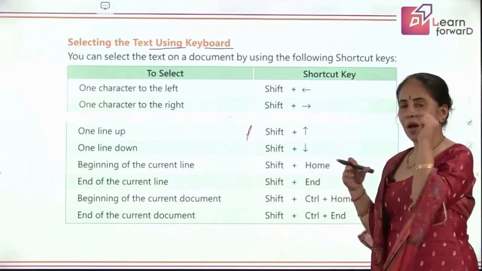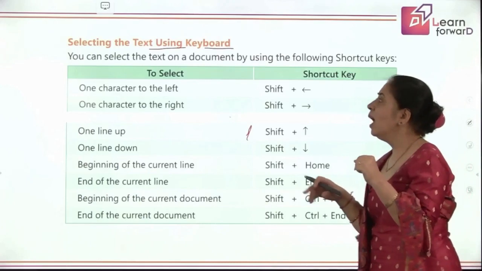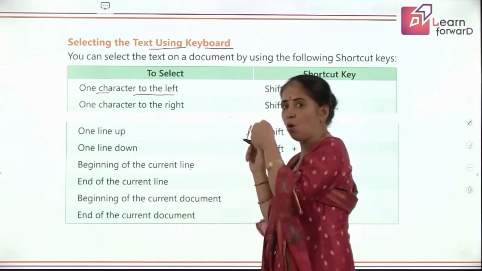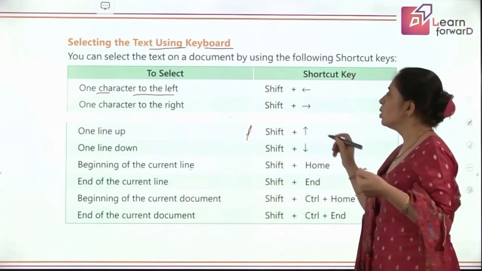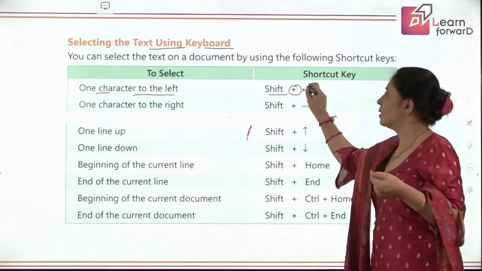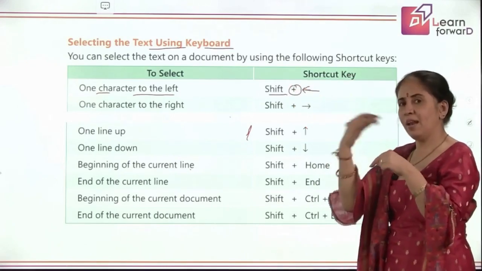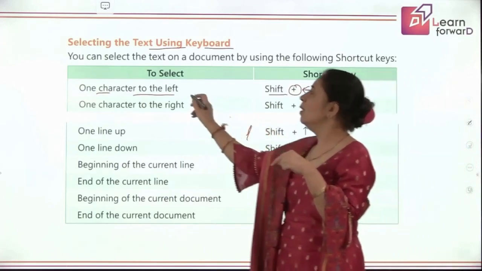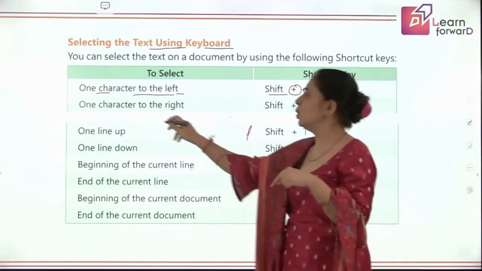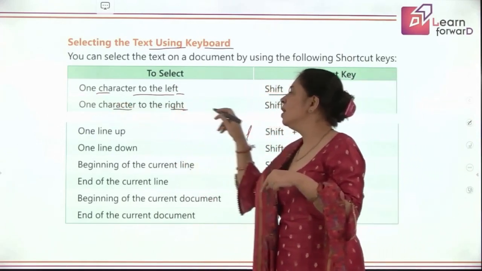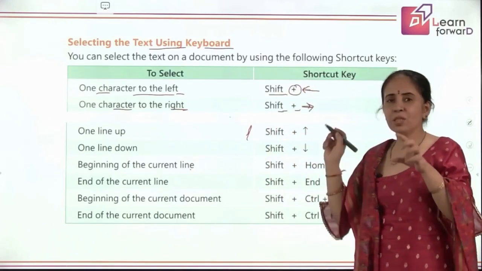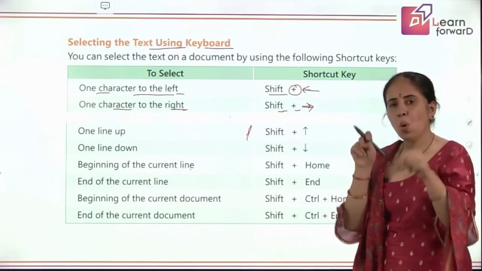First thing is you have a blinking cursor on the screen and you want to select one character to the left of that blinking cursor. Simply click on shift and click on the left arrow. Shift and left arrow is going to select one character on the left. Similarly, if you want to select only one character to the right, you click on the shift button plus the right arrow. Plus means two keys are pressed together.